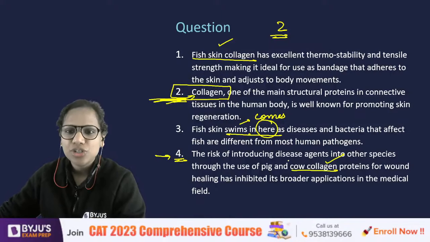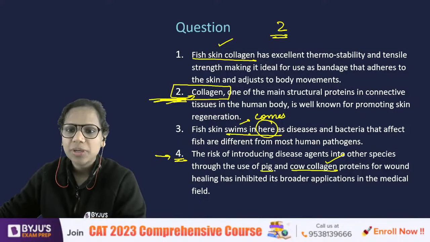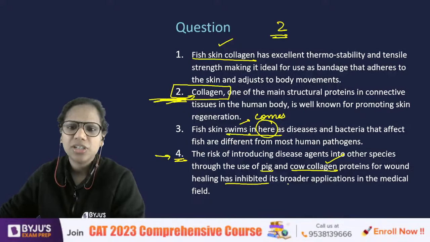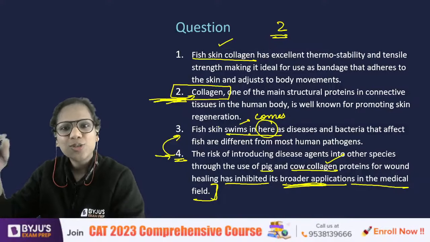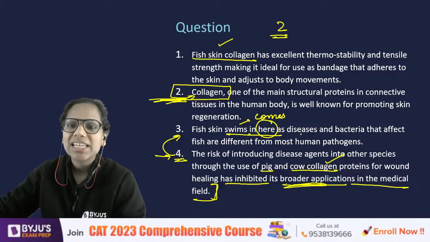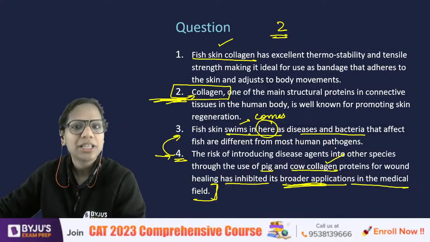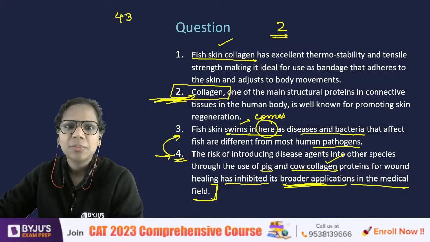The risk of introducing disease agents into other species through the use of pig and cow collagen proteins for wound healing has inhibited its broader applications in the medical field. So, this was the problem. So, now fish skin swims in here, it comes in here. Why? It can solve this problem as diseases and bacteria that affect fish are different from most human pathogens. So, they will not affect human beings. So, 4-3 is a pair.